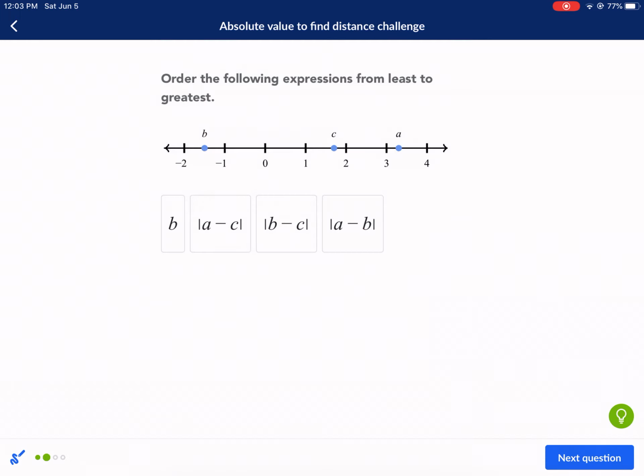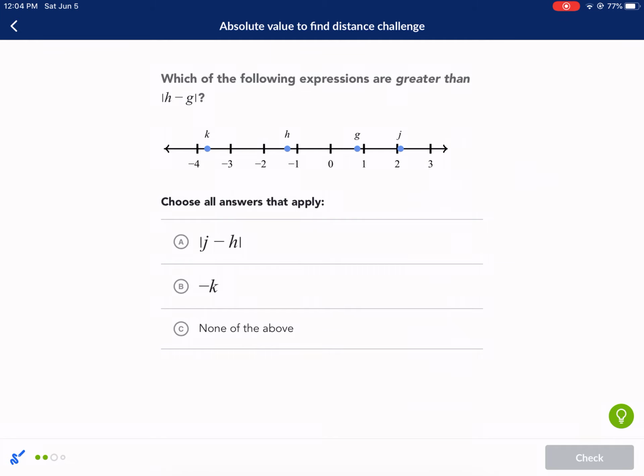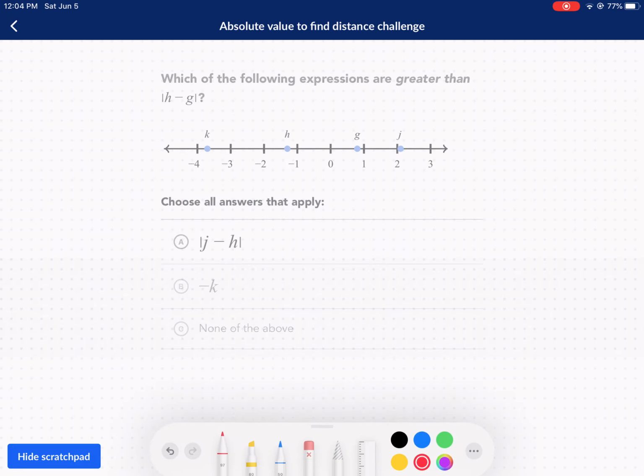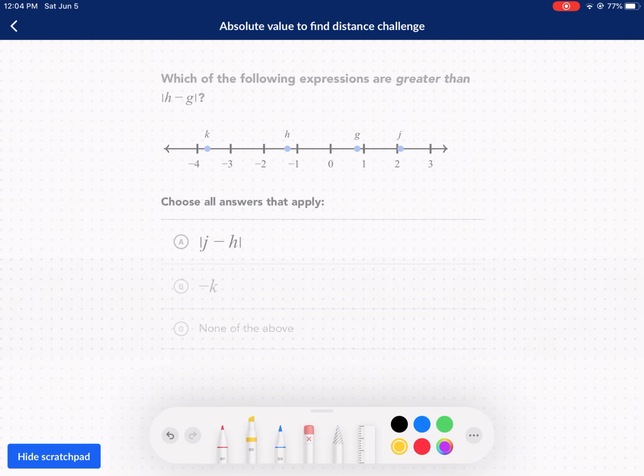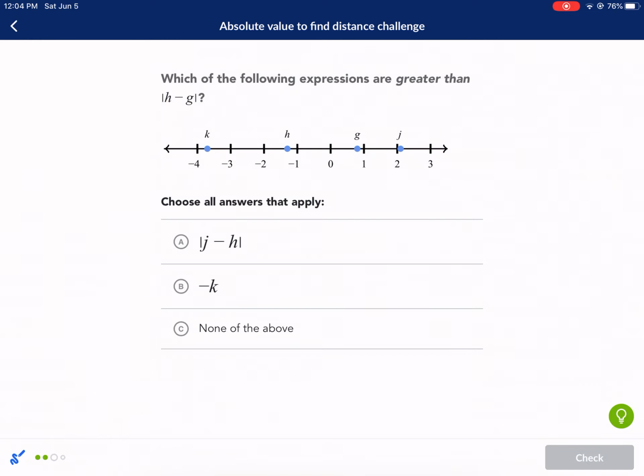All right, next question. Which of the following expressions are greater than h minus g? So we're looking for expressions that are bigger than this distance. The absolute value means the distance between those 2 points, so h and g. Well, just looking here, between j and k is way bigger. So we know that the difference between j and k, the absolute value, is going to be way bigger. So we can already start with that.